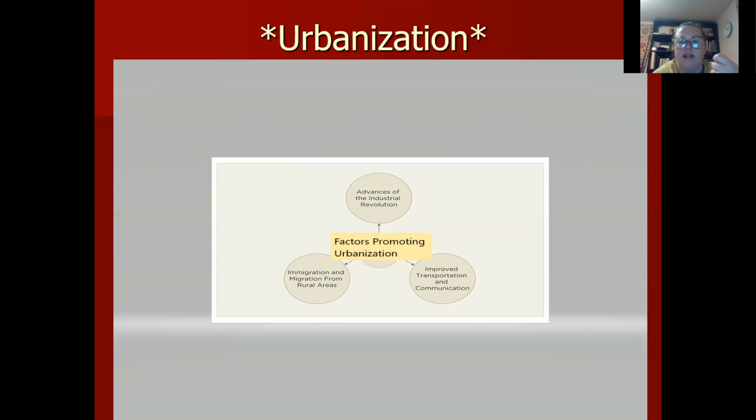Okay, we have these advances of being able to ship things, and then we go down to improved transportation and communication. We're able to ship things faster and further. They can take orders from further away. You no longer needed to live near where the maker was. Okay, and then we have immigration and migration from rural areas. Well, like I said before, people go to where money is. So if there's no longer a need for handmade goods and people are wanting to make more money, they're going to go where the money is, and that's in the cities.